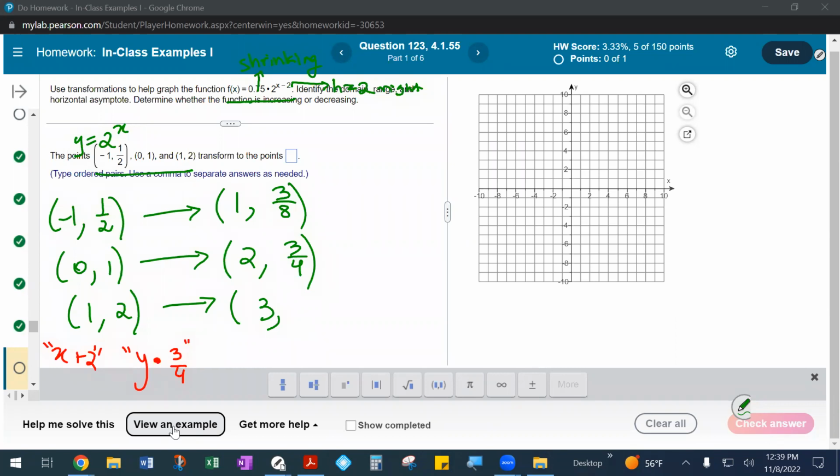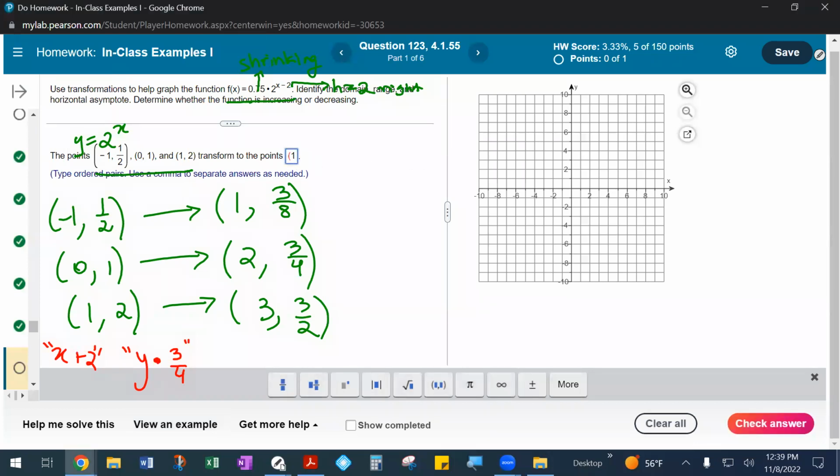Della, to answer your previous question, those limit questions are based on the horizontal asymptote, because that's where the behavior will be affected. The last one? Three halves, yeah, very good. All right, let's put this in. One, 3/8. Two, 3/4. Three, 3/2.